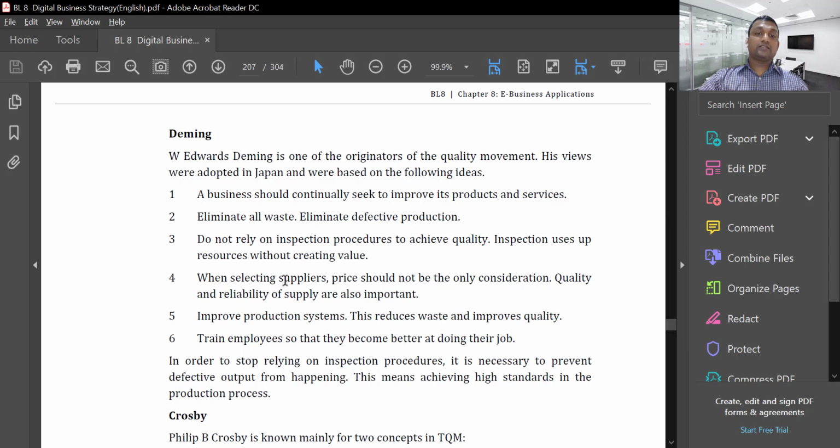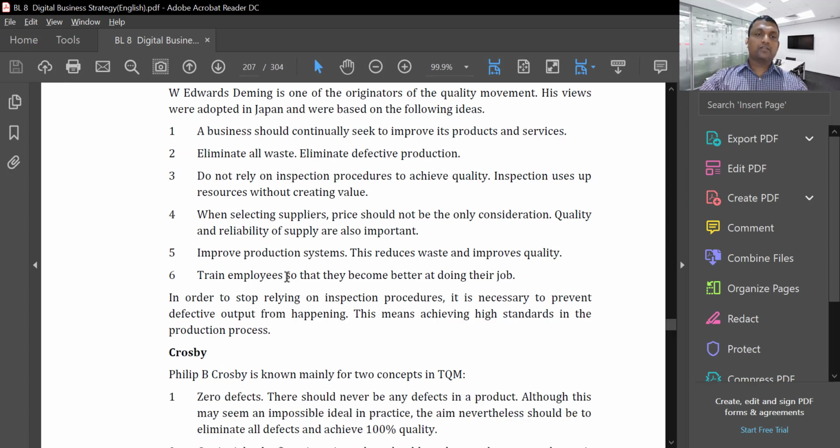Fourthly, when selecting suppliers, price should not be the only consideration. So low-cost suppliers sometimes will have low quality input given to the organization. So quality and reliability of the supply are also important. Number 5, you have to always think of improving the production system. So when the production system improves, it helps to reduce waste during the process, and it helps to improve the quality as well.